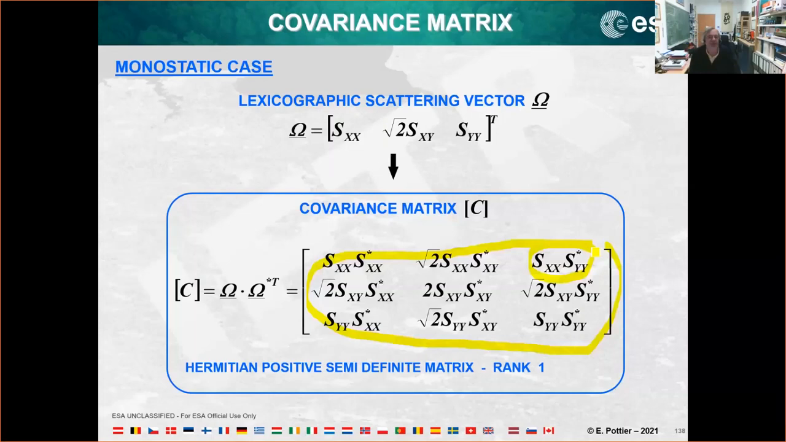So if I want to extract, for example, the sigma naught of the HH and the others from the covariance matrix, which elements are they? Yes, exactly. C11 is the square modulus of the HH channel, and from the square modulus, you get the sigma naught information. So C11 is sigma naught HH, and C33 is sigma naught VV. And C22 is sigma naught HV.